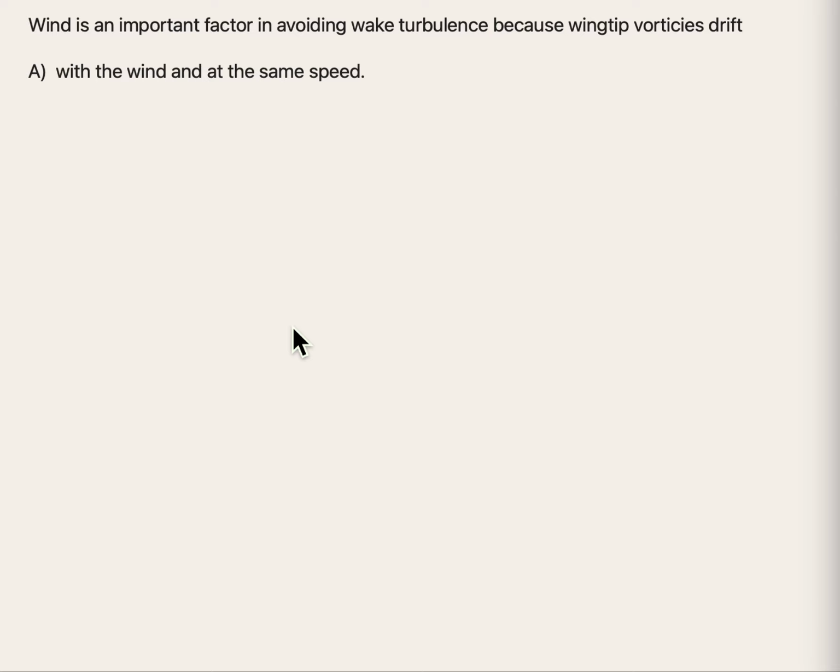Wind is an important factor in avoiding wake turbulence because wingtip vortices drift with the wind and at the same speed. That's true. They do descend and spread out, if I understand, but the wind can carry them.